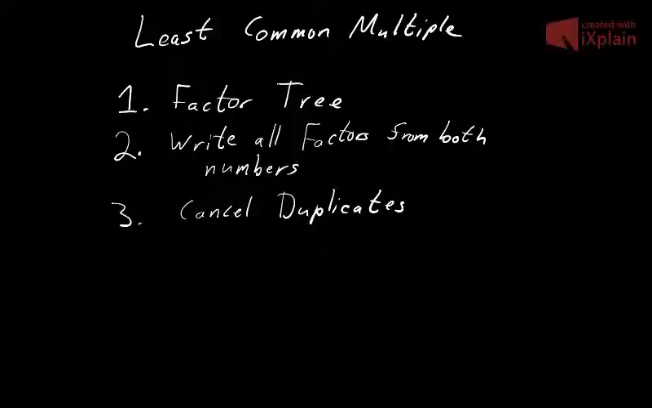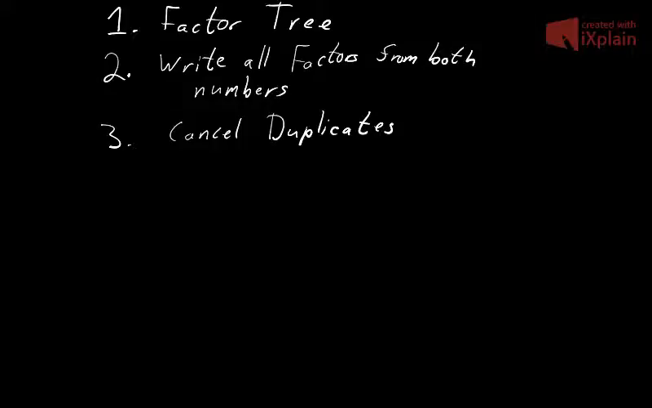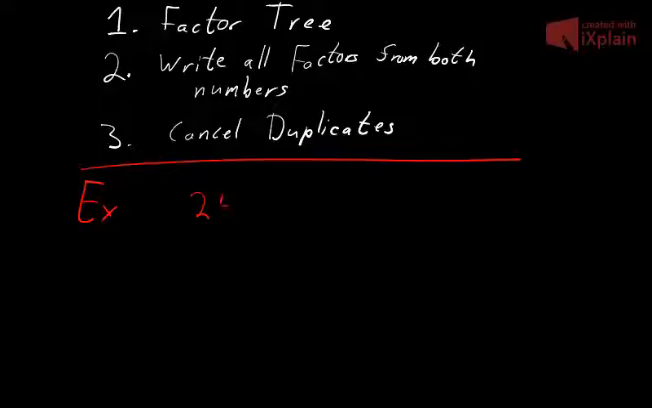And the good news is there is a very easy set way to make sure that we get the least common multiple. So I want us to look at this. It says the first step is to make a factor tree, write down all the factors from both of the numbers, and then cancel out duplicates. So I'm going to start with two numbers. We'll do this in red, and our two numbers are going to be, for an example, 24 and 36. So the first step says I'm supposed to make a factor tree of these.